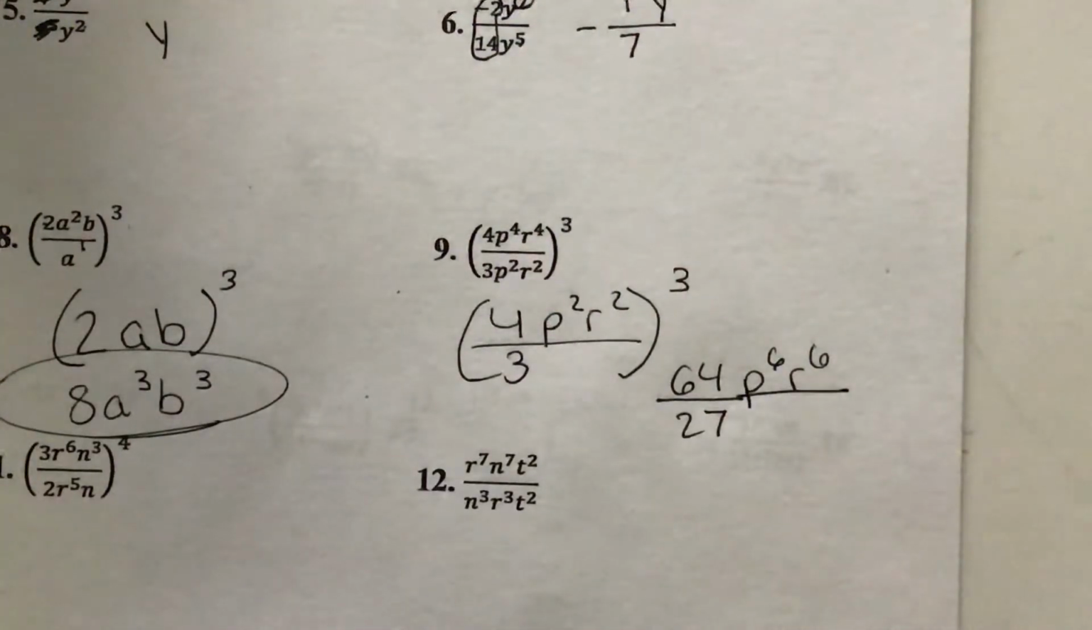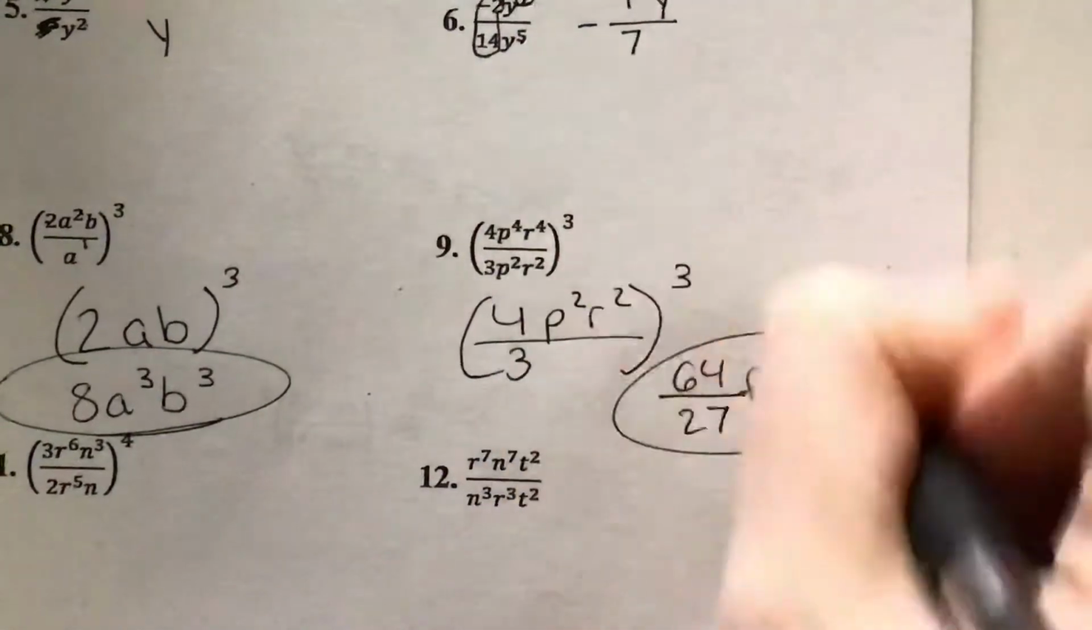And I need to check and see if I can reduce 64 and 27. 27 can be divided by 3, but 64 can't. I think that's it. So no, I can't reduce this. Final answer.